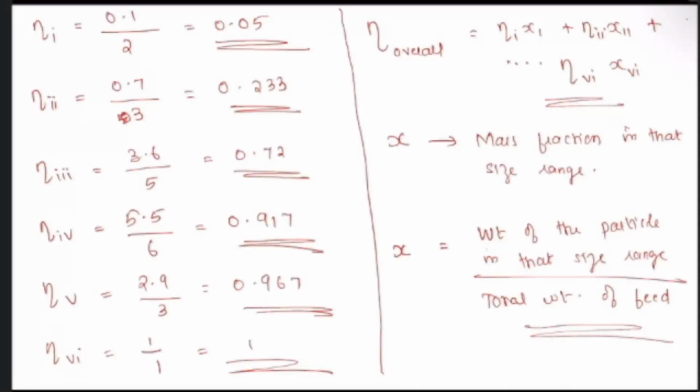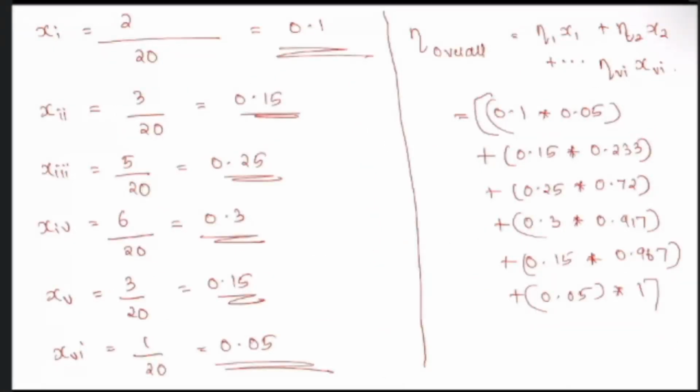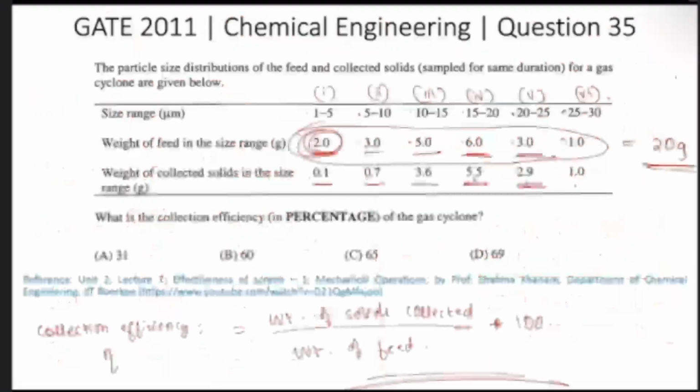If we do this whole sum, we get eta overall as 0.69. Since we needed this overall efficiency in percentage, we multiply by 100 and get the overall efficiency eta overall as 69%. So the right option here is option D, 69%.